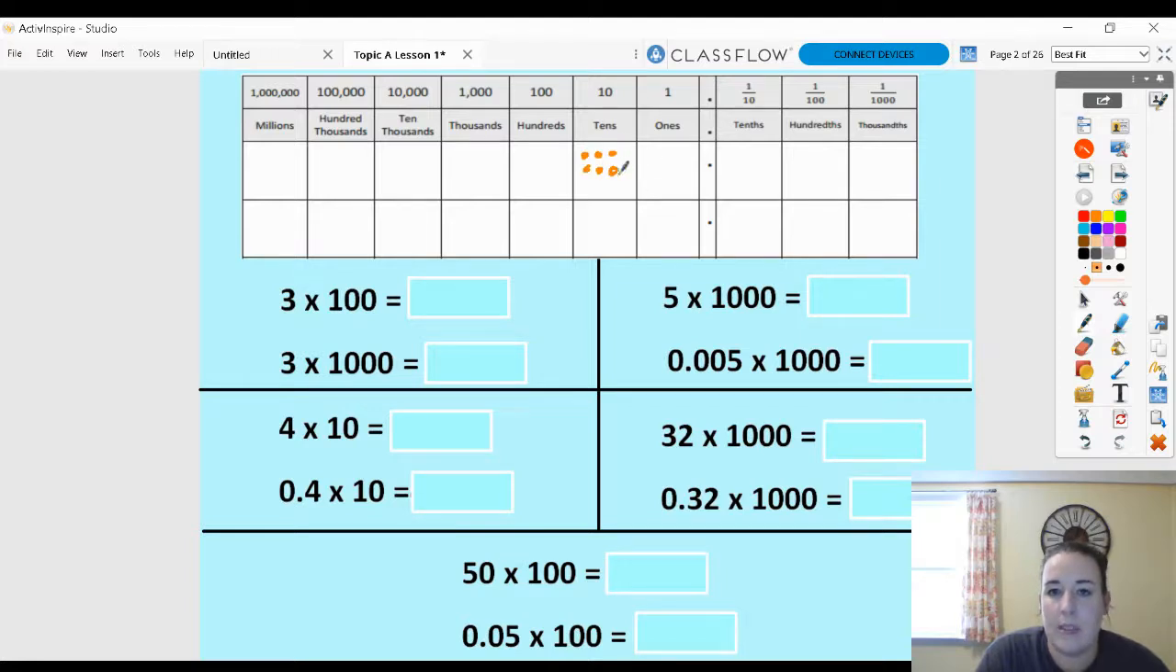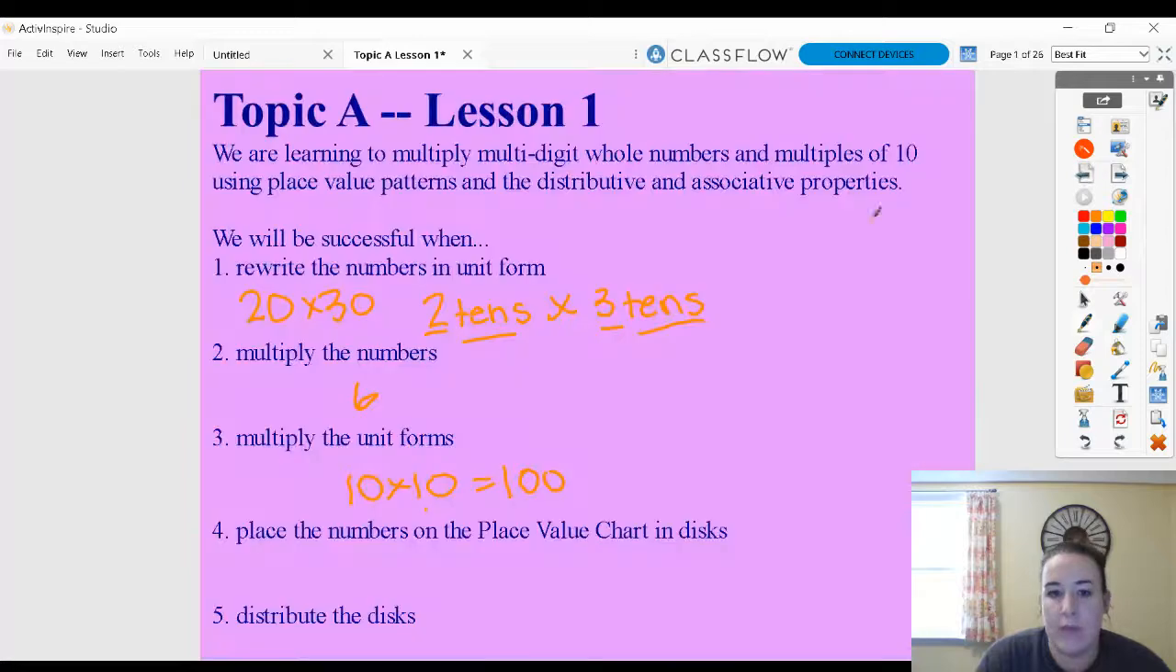And then our last step is going to be to distribute those disks. In this case, we don't need to distribute. When I'm talking about distributing, I'm talking about if we ended up with something like 11 disks. If we had 11 ones, you would easily tell me that 10 ones equals 1 ten. So I would end up with 1 in the tens place and 1 in the ones place to give me the number 11. So it's the same thing when we talk about distribute. We mean to break it apart.